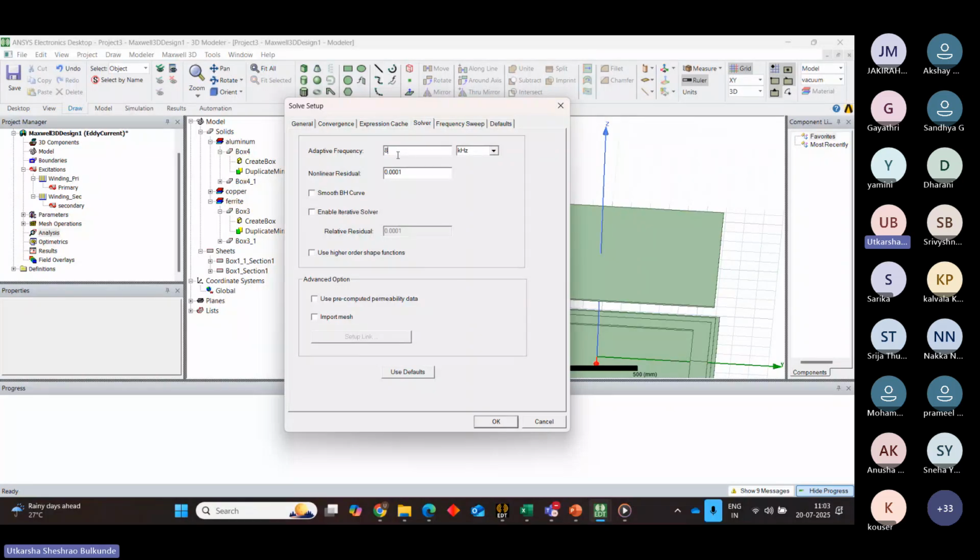So I told you, for wireless, because my application is electric vehicle, I always analyze it for 85 kilohertz. But if your application is different and you can go to higher frequency, you can put any frequency here. Okay.